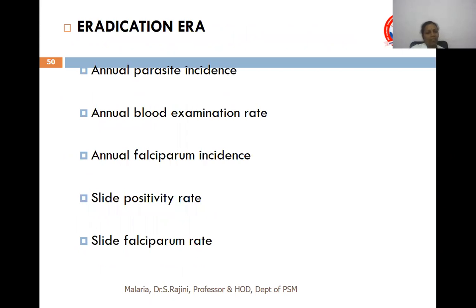The eradication era will go for annual parasite incidence. How many of them are infected annually? And blood examination rate. How many of the blood slides are examined in a year? And annual falciparum incidence. How many of them have falciparum malaria? And slide positive rate. How many of them have been found slide positive on examination? And slide falciparum rate. How many of them have shown positive for falciparum on the slide?